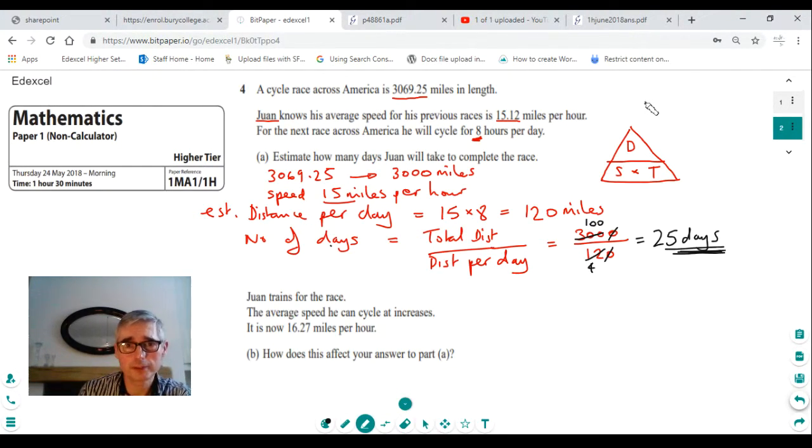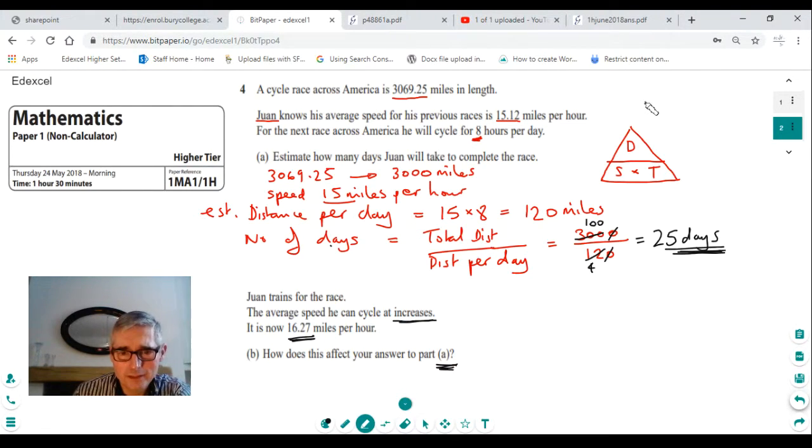Now there's an add-on bit to this question, which is saying, what happens if he trains for the race so that he can cycle a bit faster because his speed's increasing. So speed is now 16.27 miles per hour. And we're saying, how does that affect your answer to part A? Is it going to take more or less days?